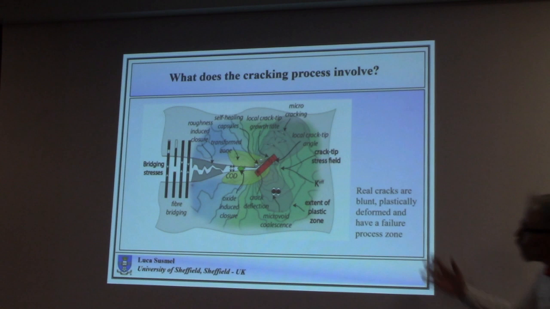And this is what you can find in a process zone. This is basically a summary of all the processes that come into play when we have the initiation and the propagation of a crack. For instance, if you start from the bottom, you can have bridging, that is some fibers preventing the crack from propagating. So some of you are working with composites. If you have fibers, this is a very common case.